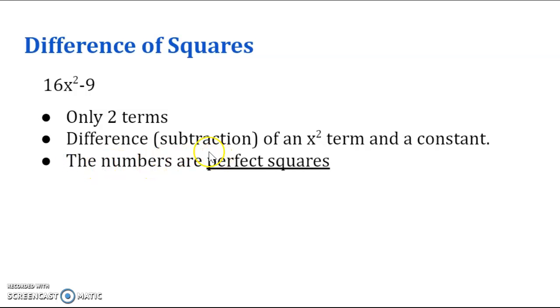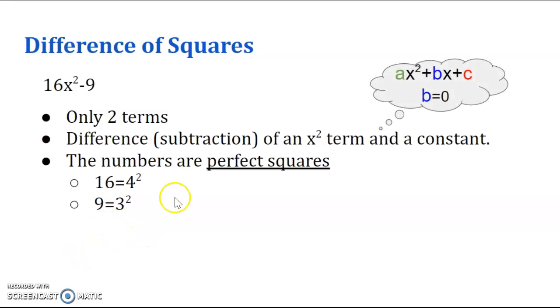The numbers are perfect squares. 16x squared is a perfect square. 9 is a perfect square. Don't worry about the negative sign, just look at the numbers, and 9 is a perfect square. So 16 is 4 squared and 9 is 3 squared. In this case, the difference of squares is in the ax squared plus bx plus c form. This is a quadratic, but b just happens to be 0. So this is still a quadratic.